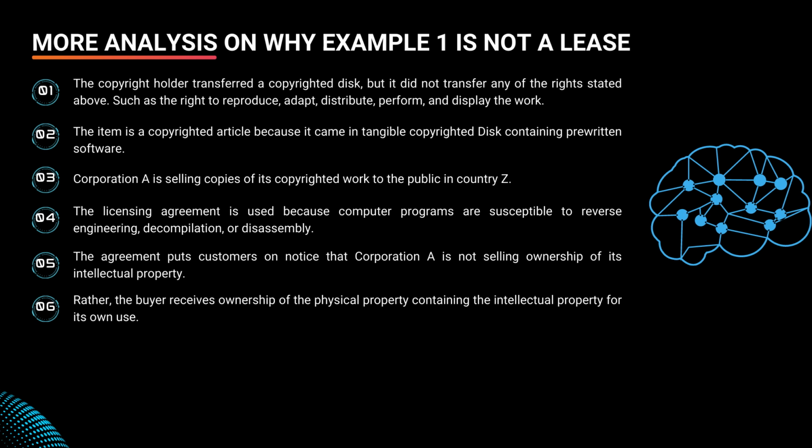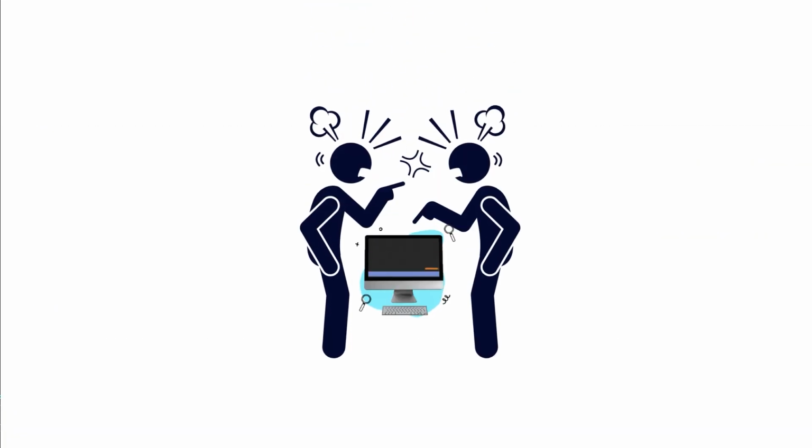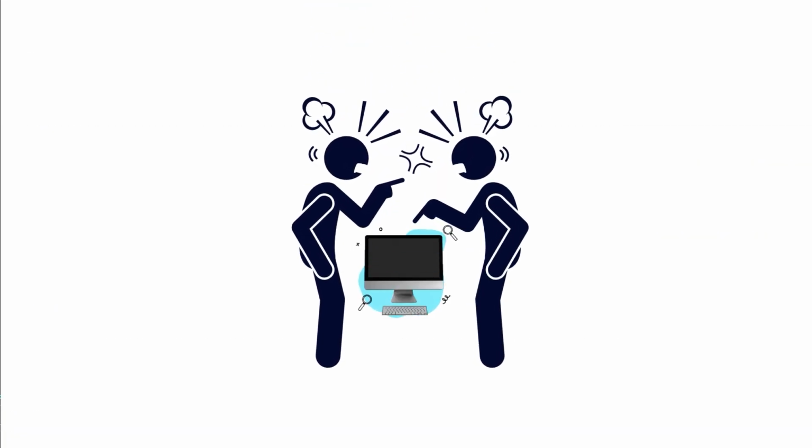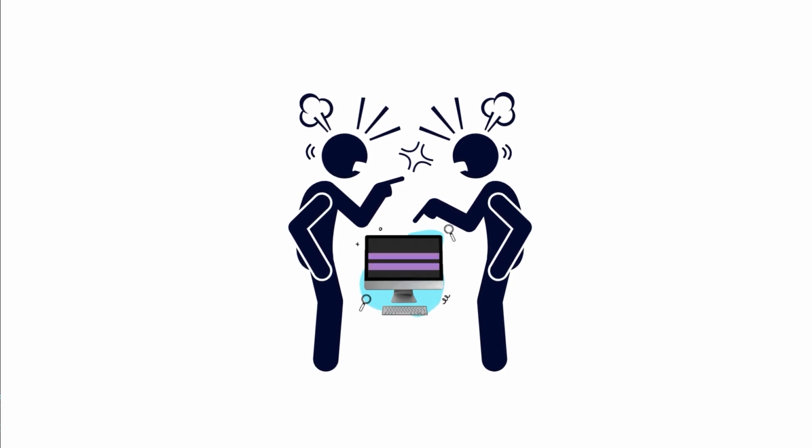Based on all the facts, we can see that here the buyer has sufficient ownership. They have sufficient benefits and burdens of ownership. But assuming the buyer did not have sufficient benefits and burdens of ownership of the article they purchased, such that the purchaser is not treated as the owner of the copyrighted article, then the transfer would have been seen as rental income.